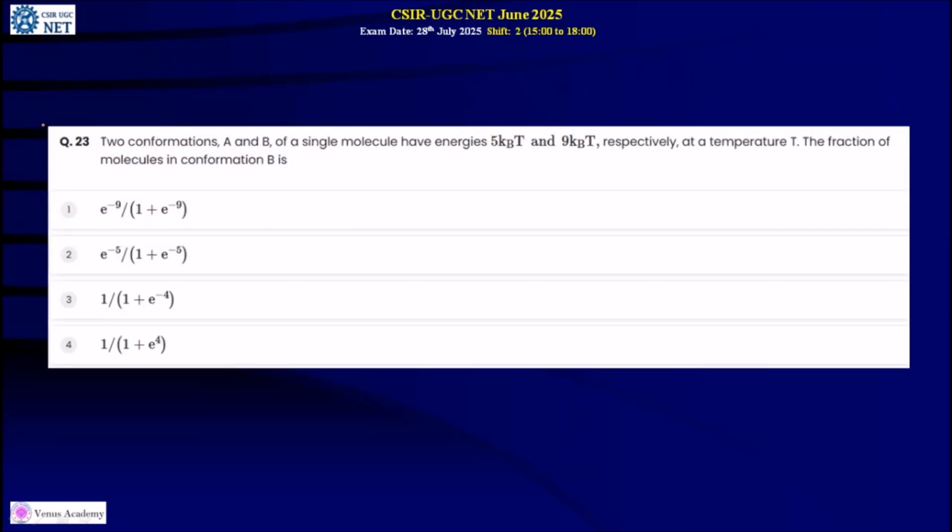Next, question number 23. The conformations A and B of a single molecule have energies 5 kBT and 9 kBT respectively at a temperature T. The fraction of molecules in conformation B is option number 4, the correct option, students.